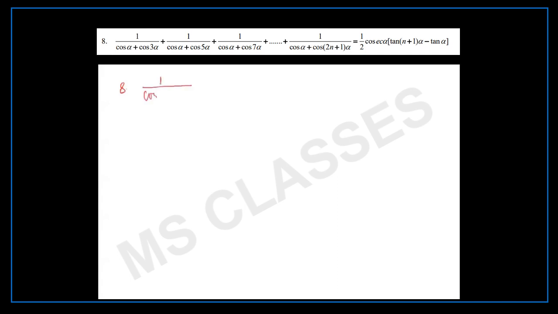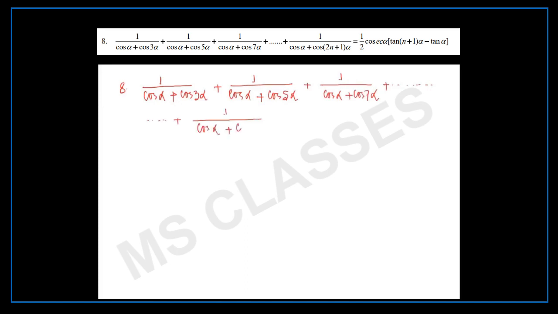1 by cos alpha plus cos 3 alpha, plus 1 by cos alpha plus cos 5 alpha, plus 1 by cos alpha plus cos 7 alpha, plus it continues like this such that the nth term we get 1 by cos alpha plus cos (2n plus 1) alpha, and we have to prove this is equal to half of cosec alpha into (tan (n plus 1) alpha minus tan alpha). This is what we need to prove.